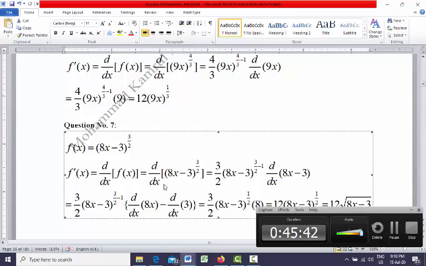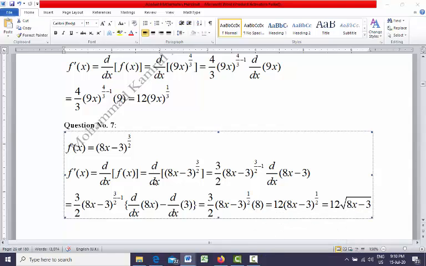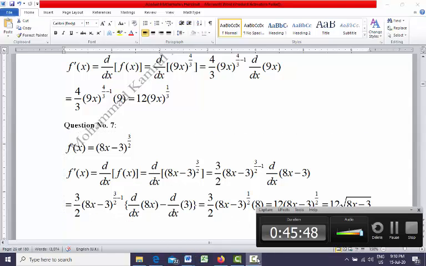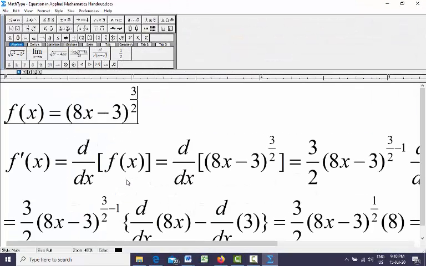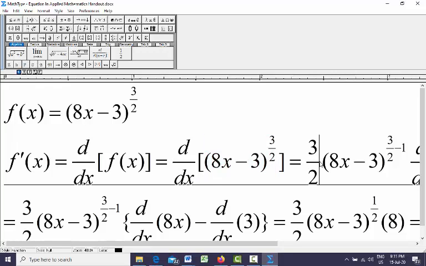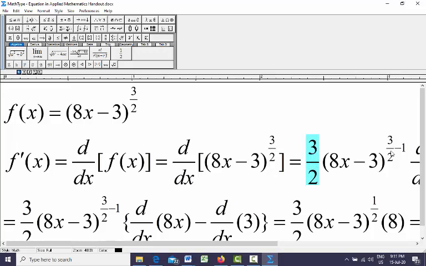So now let us solve question number 7. What we have here? This is the function. So we need to do differentiation of this function. As I said before, you need to first do the differentiation of the power. The power we have is 3 by 2. We need to write the power first, and then we will write whatever we have in hand, and from the power we will deduct 1.